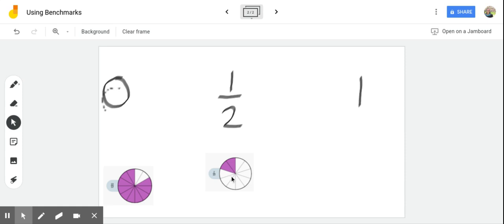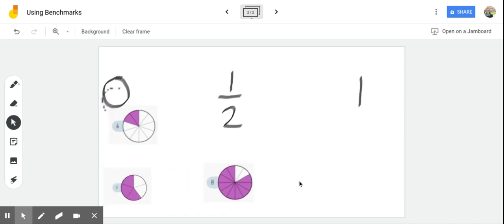So my fraction is smaller than 1/2, is less than 1/2, so I know the fraction 2/10 cannot be close to 1 whole. I also know it's not going to be closest to 1/2 either, because that would be about 5/10, and I only have 2 of those little pieces, so the fraction 2/10 is closest to 0.